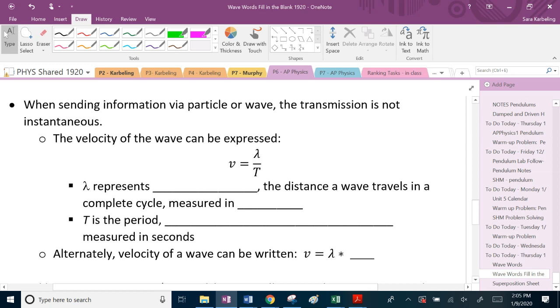When sending information via a particle or wave, the transmission is not instantaneous. Okay? Instantaneous isn't a thing, it doesn't happen. I love sci-fi, but it's not actually possible in physics as we know it right now. The velocity of a wave can be expressed with this equation.